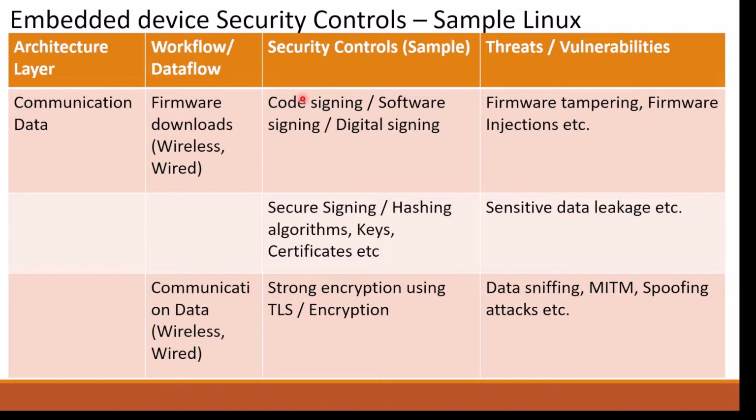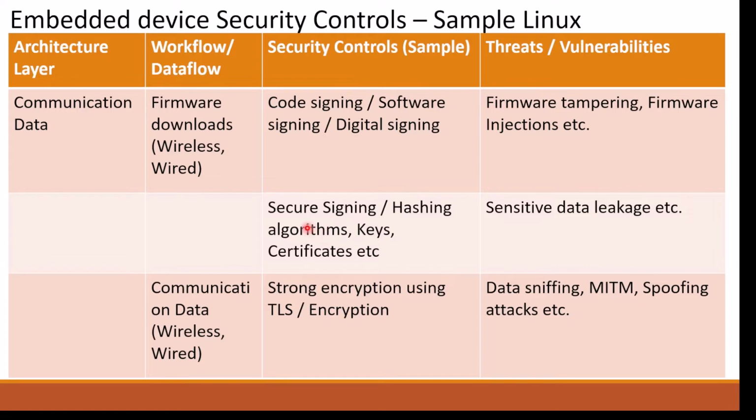Okay, embedded device security controls. These are samples. Suppose we take the communication data layer. There, firmware download is provisioned over wireless as well as wired. So the recommended security control here is code signing for the firmware, software signing, digital signing for the firmware. This is what we need to consider. Suppose we are not implementing security controls like signing or digital signatures for the firmware, tampering attacks and firmware injection attacks are the threats or vulnerabilities here. To mitigate that, we need to consider the security controls in the communication layer.